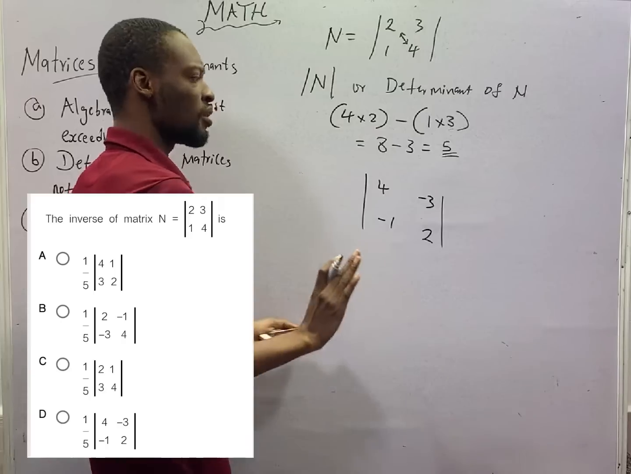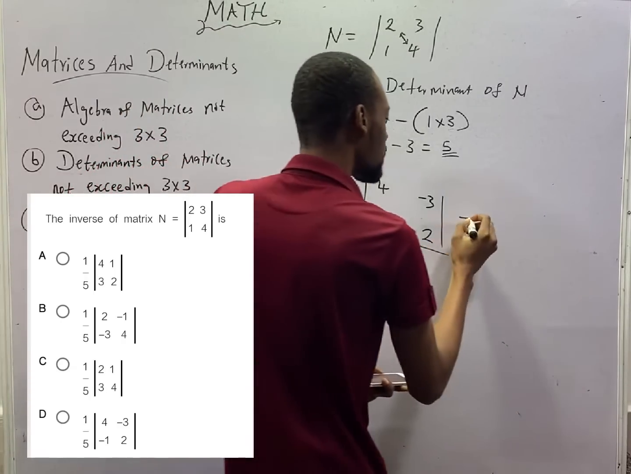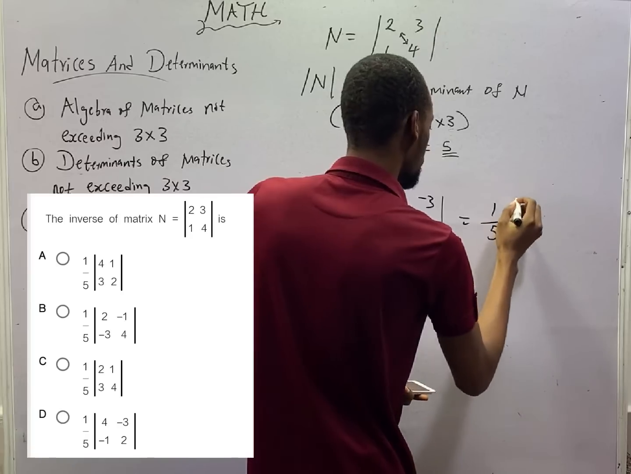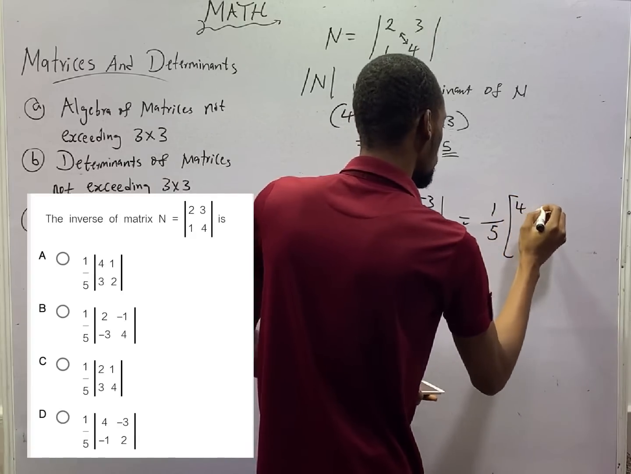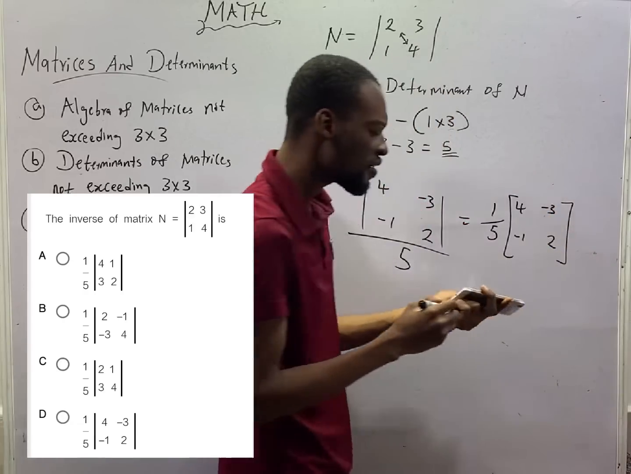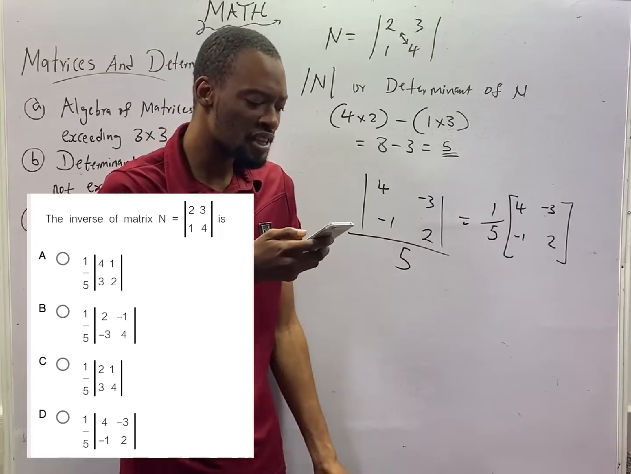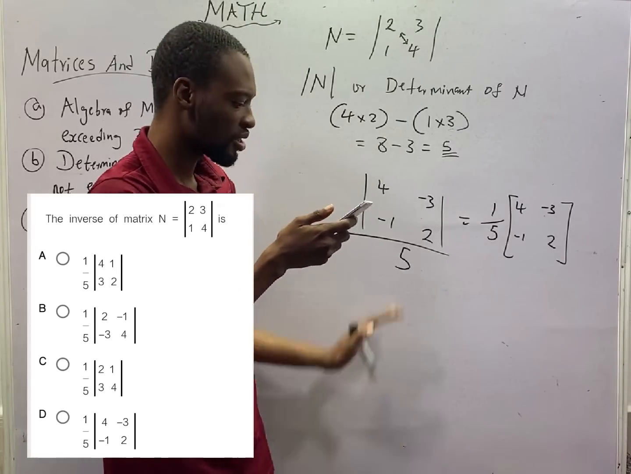Divide everything by the determinant. That is over 5. This is the same thing as 1 over 5, 4 minus 3 minus 1 and 2. This is the inverse of this matrix. That is how to find the inverse of any 2 by 2 matrix.